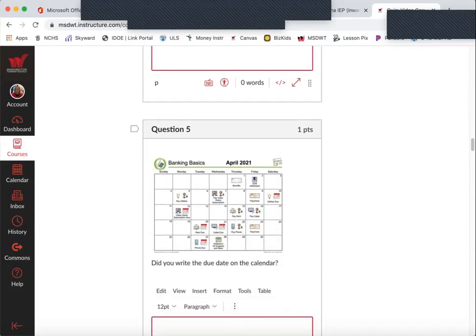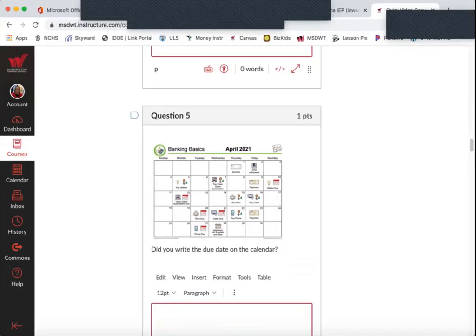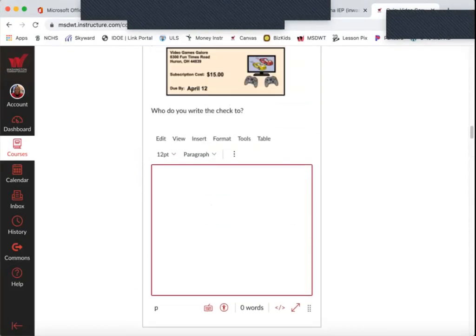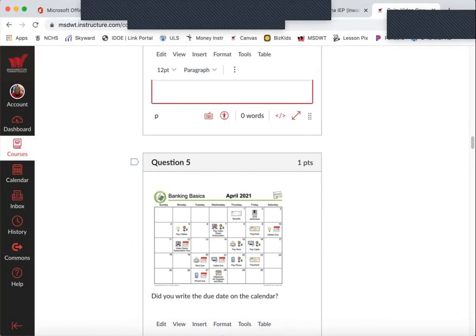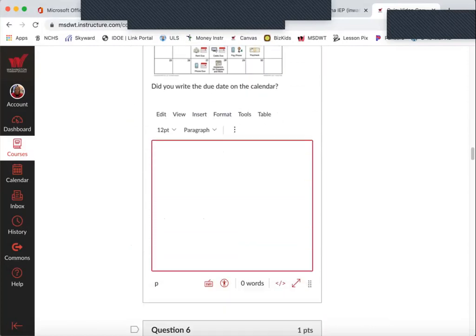Now, did you write it on the calendar? So the due date, if you look up here, is April 12th. So write April 12th. You will see that your video game subscription is due. So make sure you write on April 12th, video game subscription due.